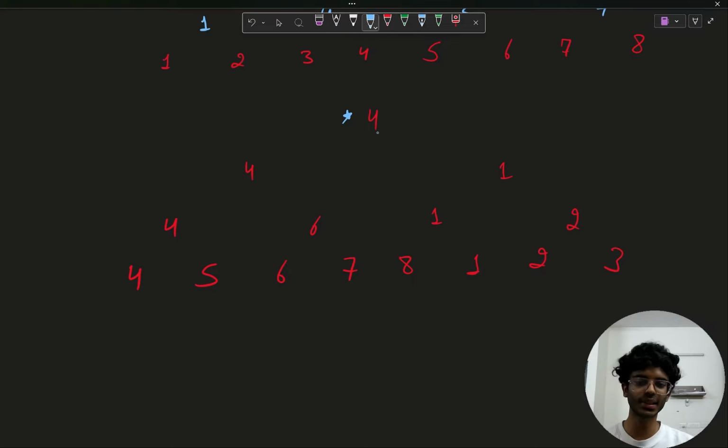And how many such indices are there in this particular case? That is just one, right? And greedily speaking, it should be the best. It should be the most optimal strategy for us to follow.